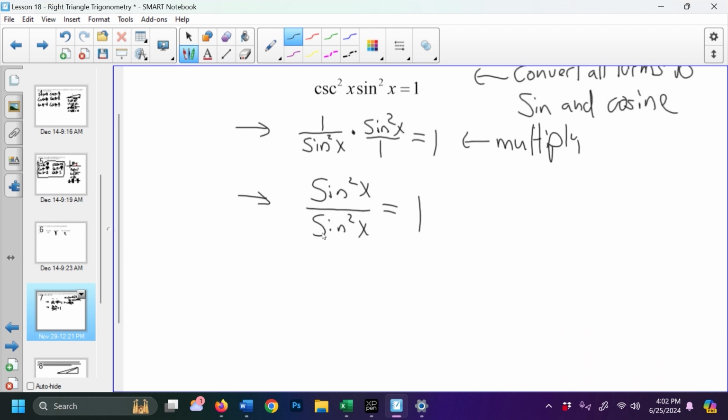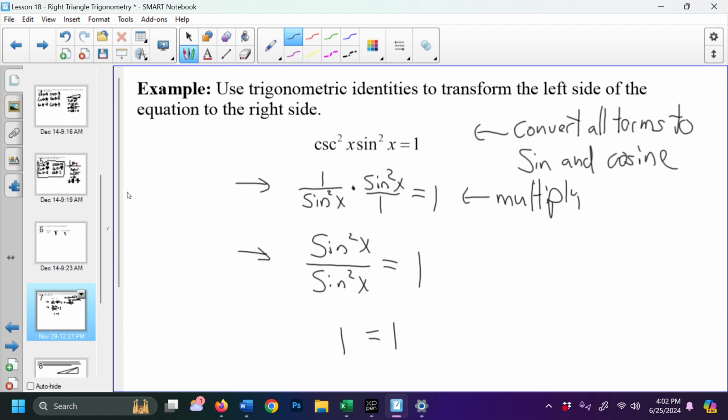And anything over itself is just 1, so I get 1 on both sides. I have converted the left side of the equation to the right side of the equation.